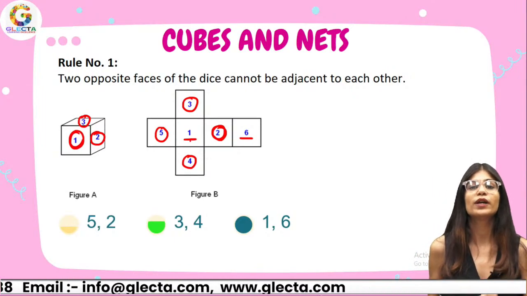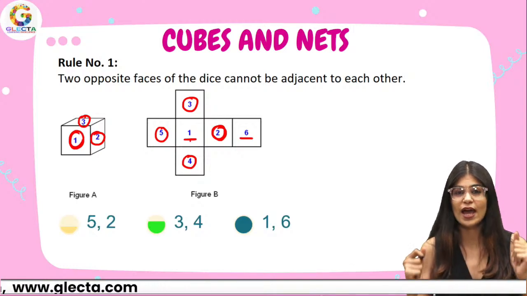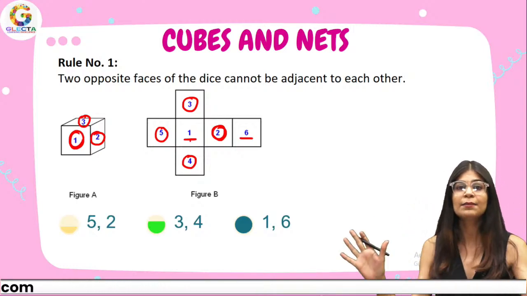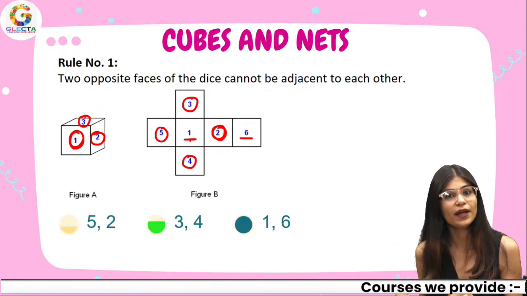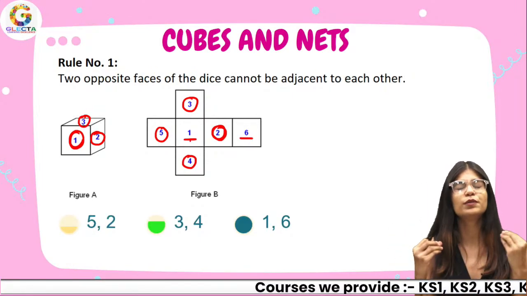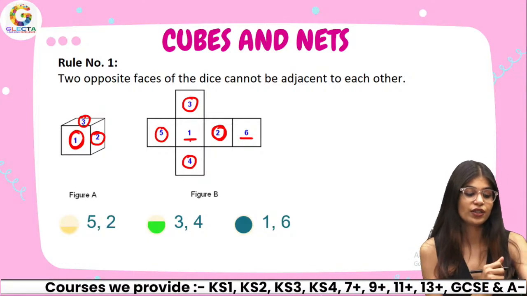This is the best way to start doing cubes and nets: the elimination method. As soon as you see the cube, eliminate the opposite ones. Once you do that, you'll be left with a few options, and that would be so much easier for you guys. So try to use that trick.